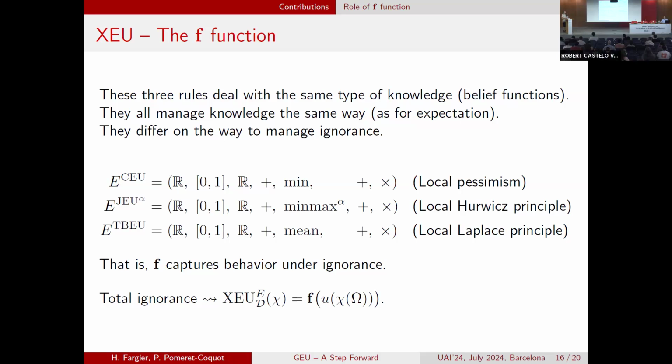And we can see as a particular case, when we are in the case of total ignorance, everything is possible. So the only focal element in this case is omega, the whole set omega, with a mass of 1. So the XEU expression simplifies, and simplifies much, because we can see that only the F function remains, and F serves to deal with behavior under ignorance.